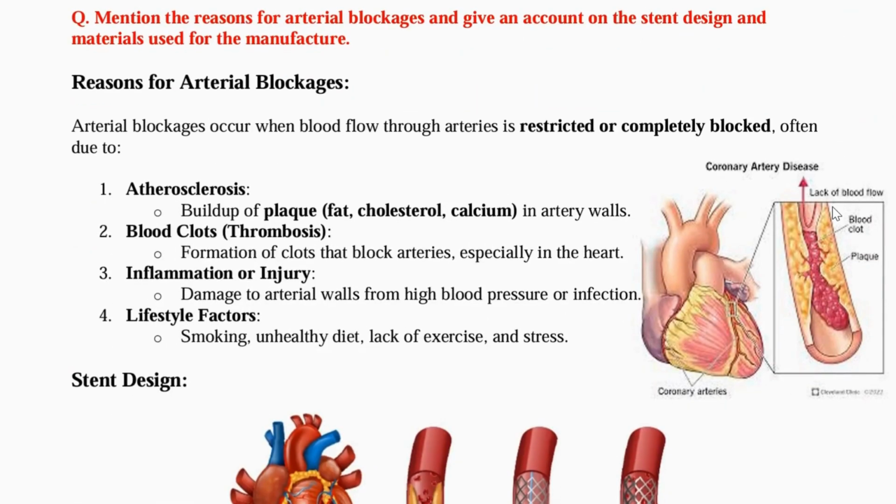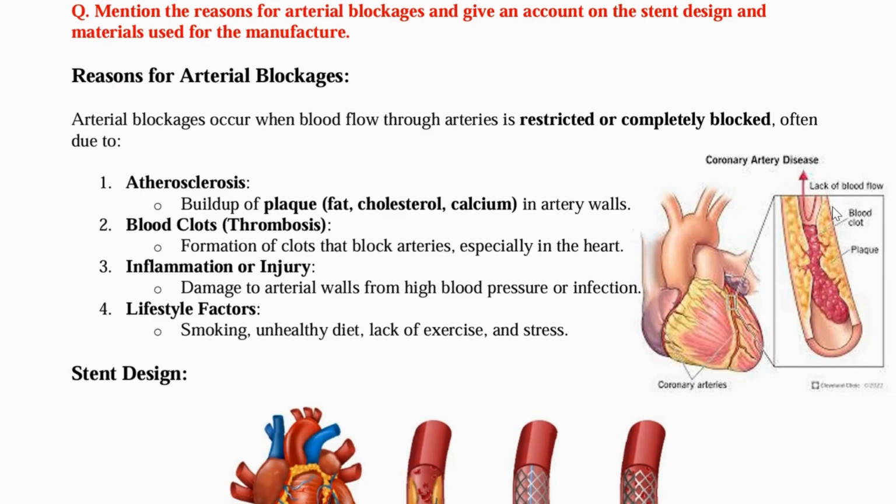Next comes: mention the reasons for arterial blockages and give an account of the stent design and main materials used in it. Okay, so what are the reasons for the arterial blockages? Blood flow through the arteries is blocked. First, atherosclerosis, the buildup of plaque, that is fat or cholesterol, in the artery walls, which blocks them. Next, blood clots, the formation of clots that block the arteries. Inflammation or injury, then lifestyle factors.